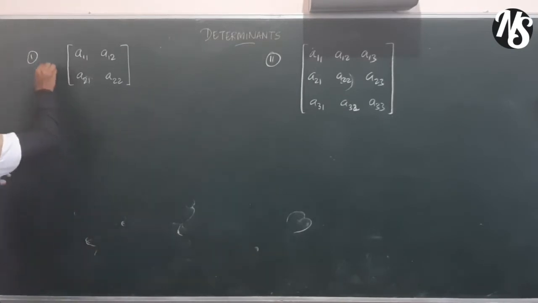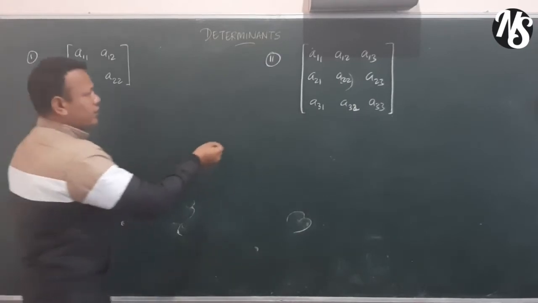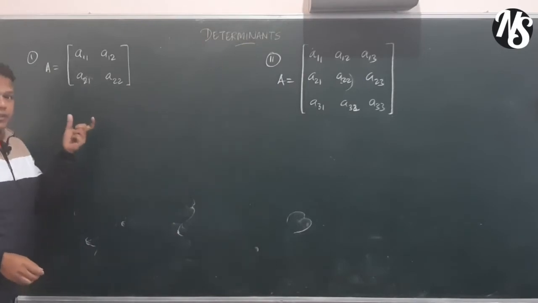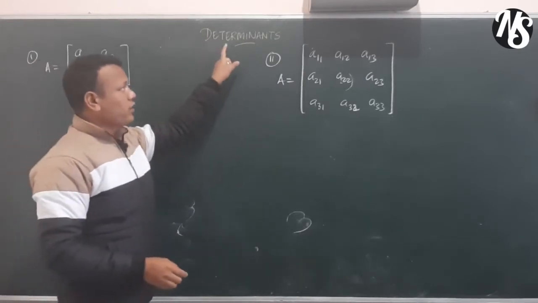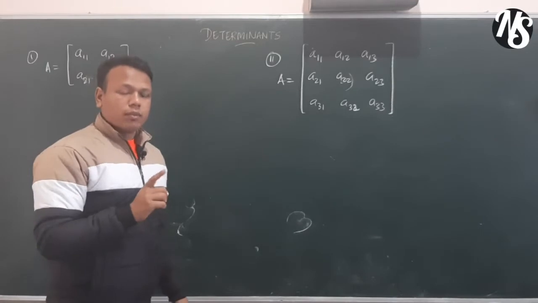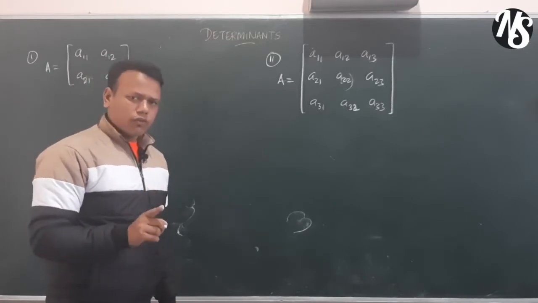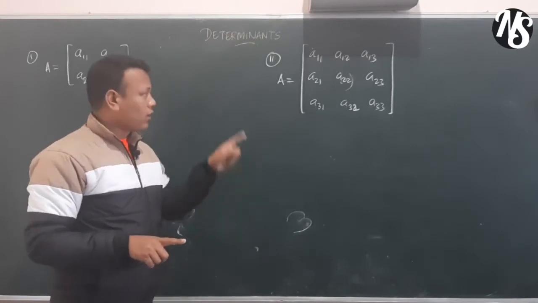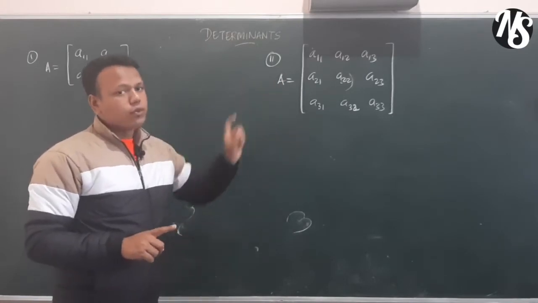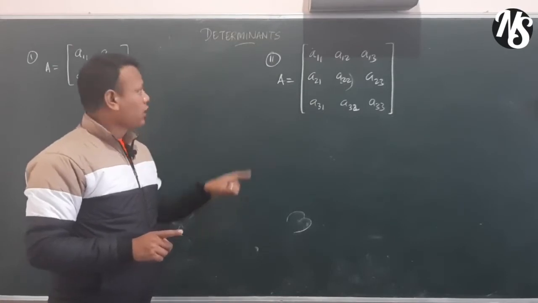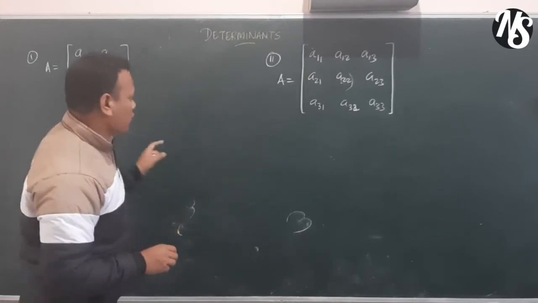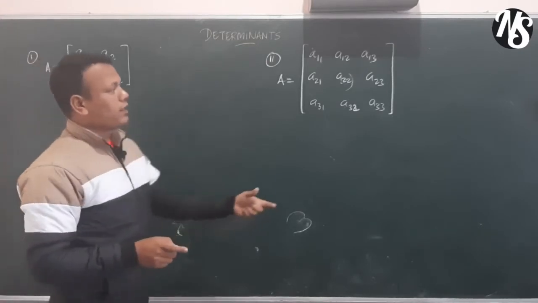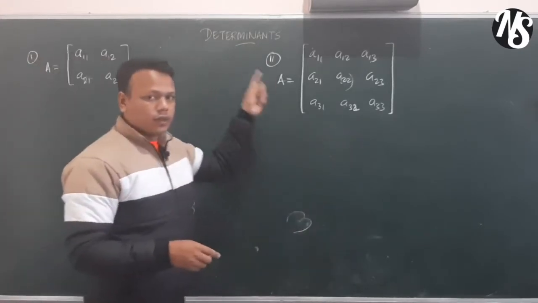If I call this A, and similarly this A, then the determinant of this matrix, that means you will be able to find determinants only for square matrices. Remember that. You cannot find the determinant of a rectangular one. You have to have the same number of columns and rows in order to find the determinant. In your syllabus you are going to deal with matrices of order 2 cross 2 and 3 cross 3 in order to find the determinant.